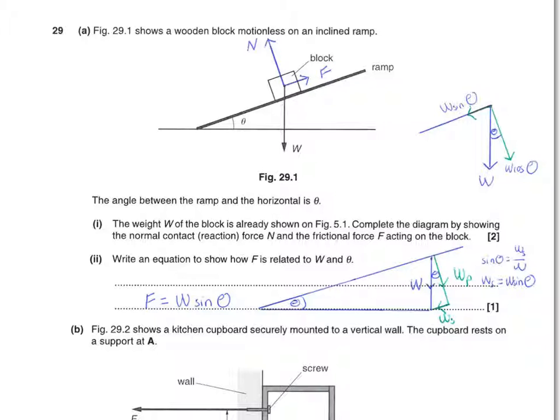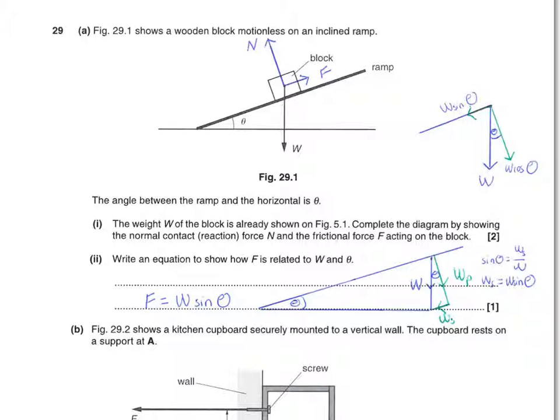Two ways to do this, but both of them depend on realizing that this angle here, the angle between the weight and the direction perpendicular to the slope, is theta and equal to the original angle given in the diagram. So in this triangle, this is theta, this is 90, this must be 90 minus theta, so this angle is theta.